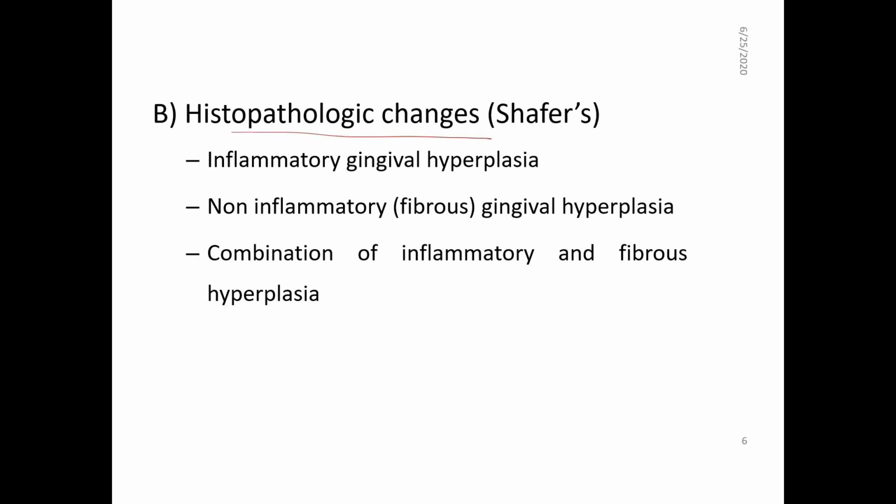First is inflammatory gingival hyperplasia. So here the increase in number of cells takes place due to the inflammation. Second is non-inflammatory gingival hyperplasia, where there is increase in number of cells due to some non-inflammatory conditions. And third is a combination of both the above hyperplasias, that is inflammatory and fibrous.